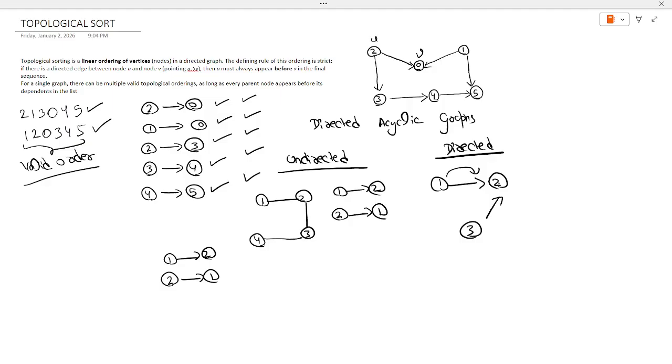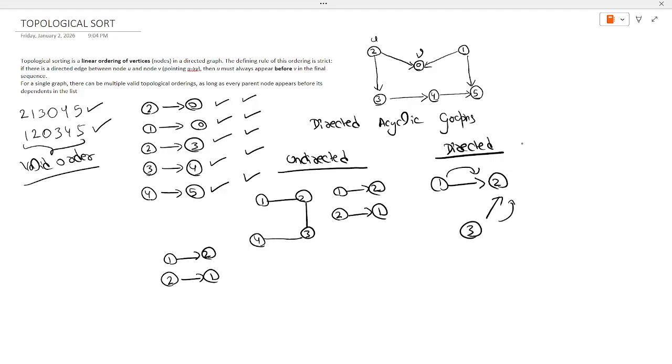Okay, and again here we can move from 3 to 2 because this edge has a direction, but we cannot move from 2 to 3. So in a directed graph we have unidirectional edges. It means an edge has only one single direction.